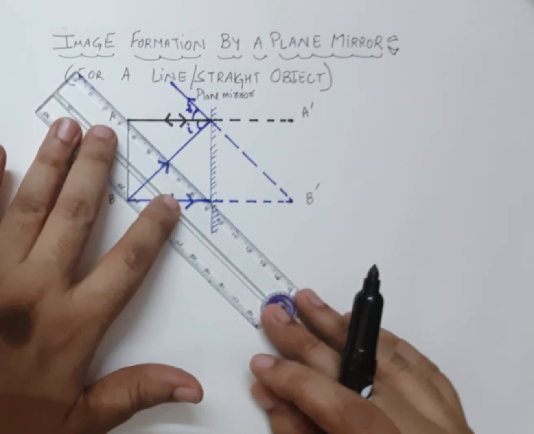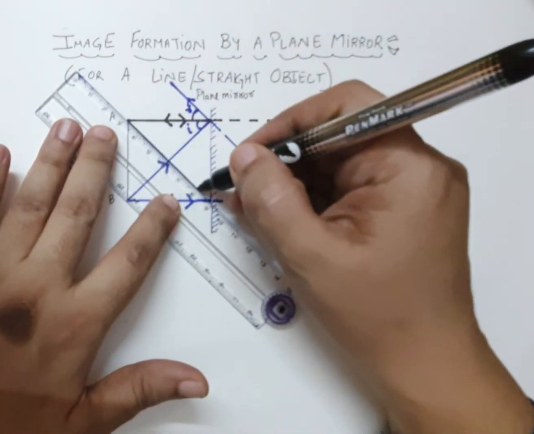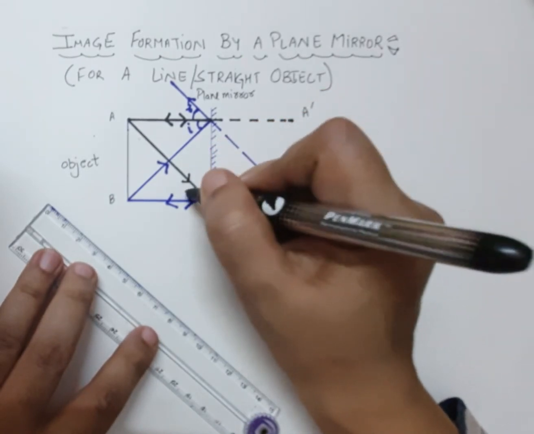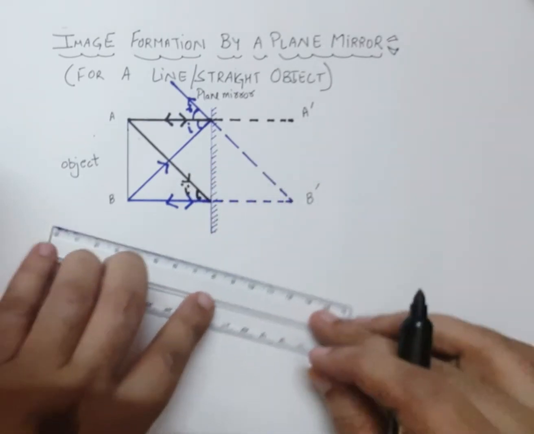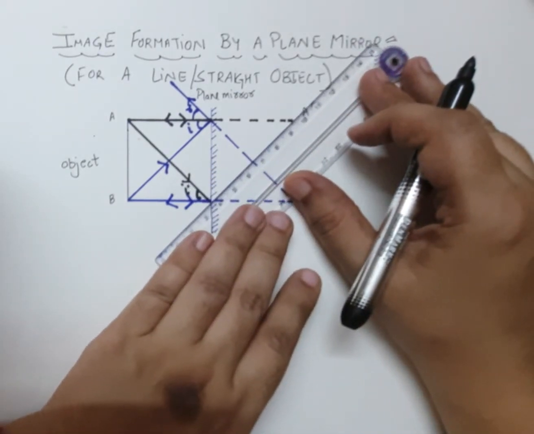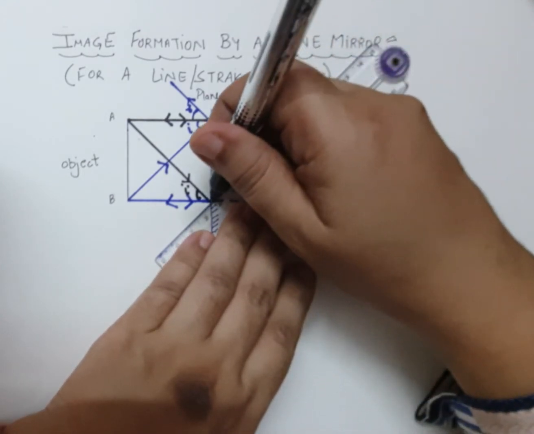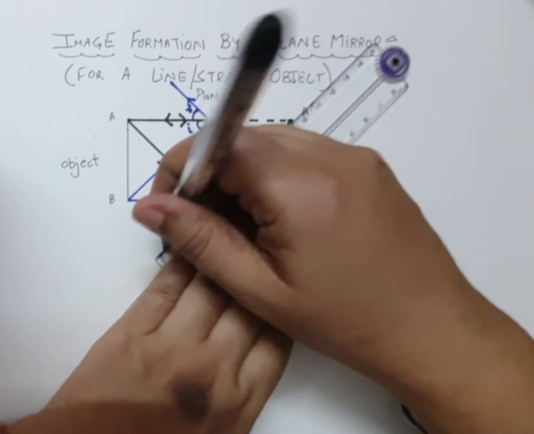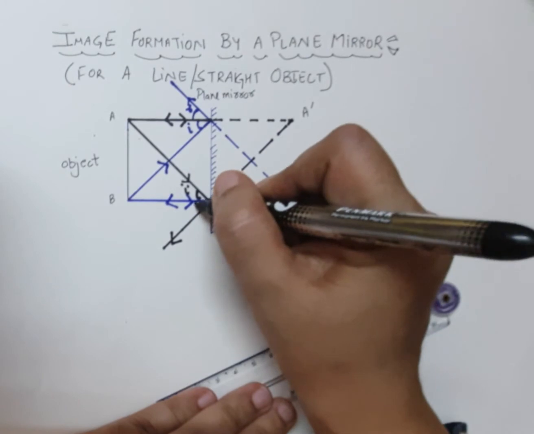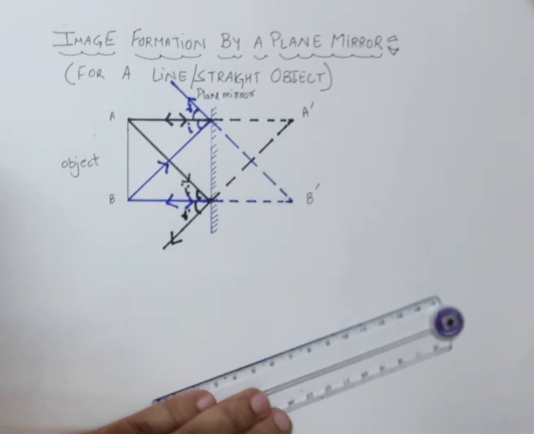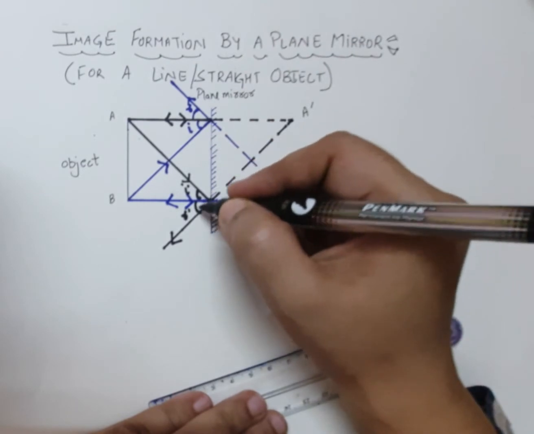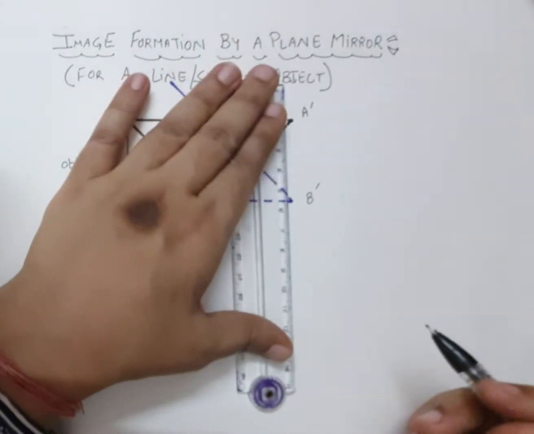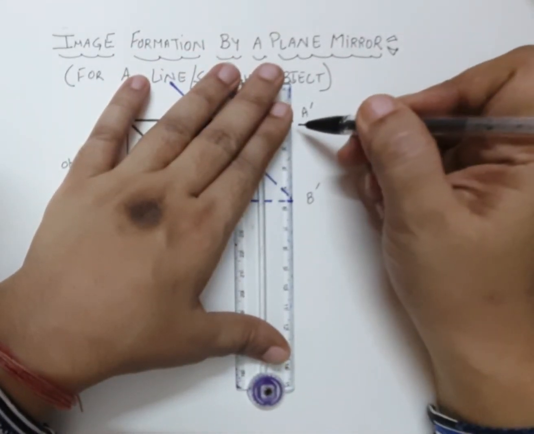Now the same thing we will do for the point A. We will drop another incident ray like this. This is your next angle, angle I dash, let's say. Join this with A dash with the help of a dotted line, and in front of the mirror it will go straight. This is the reflected ray. Let's say this is angle R dash. So these two angles are equal, and these two angles are equal. So now we will make the image over here, joining these A dash and B dash.